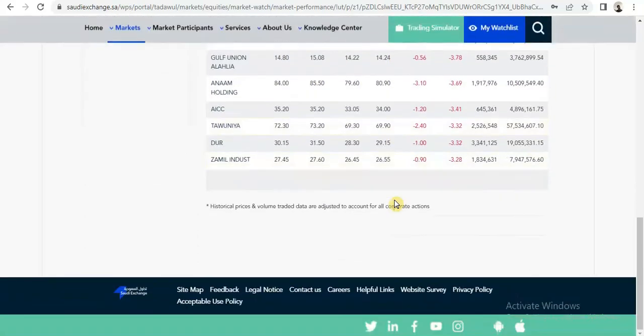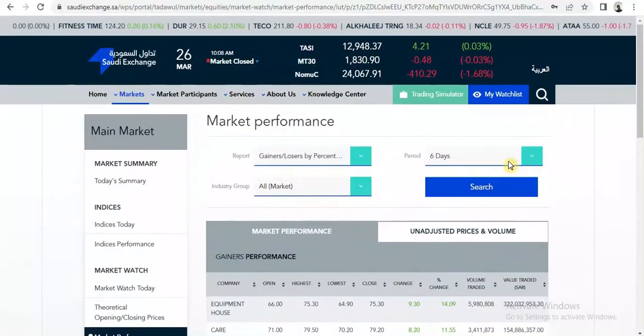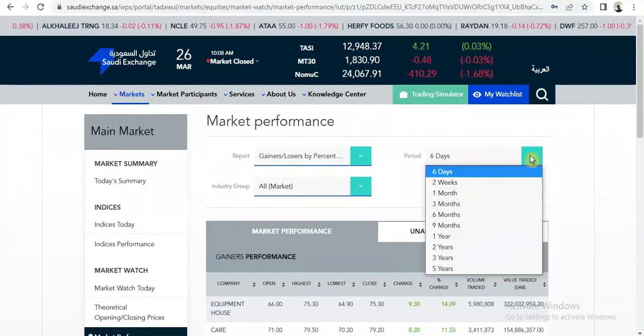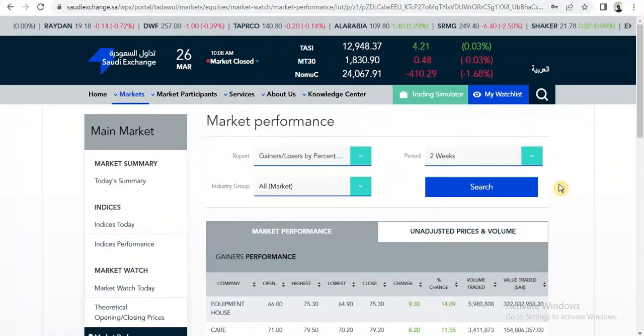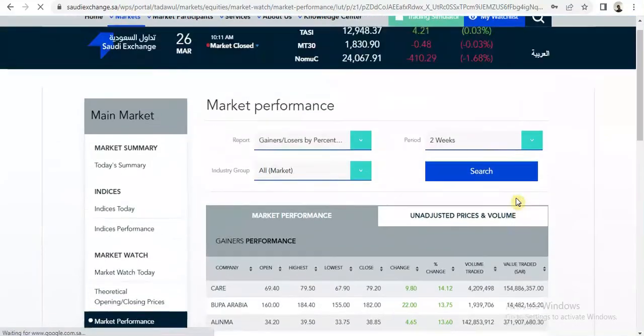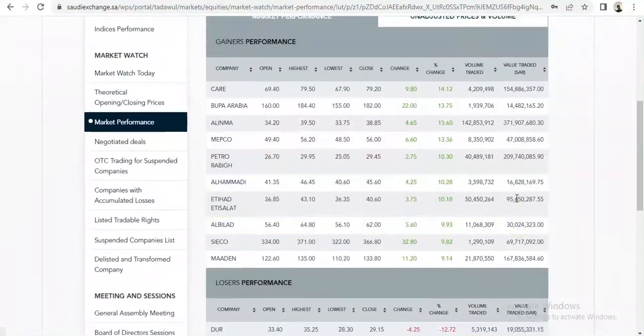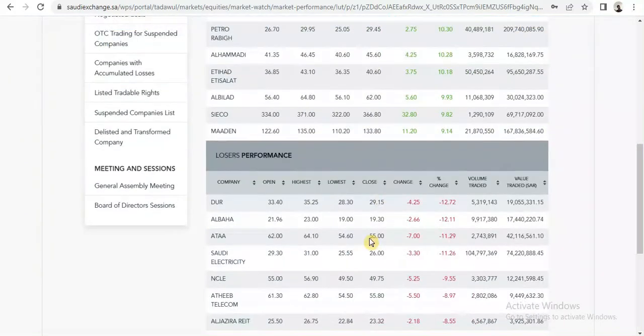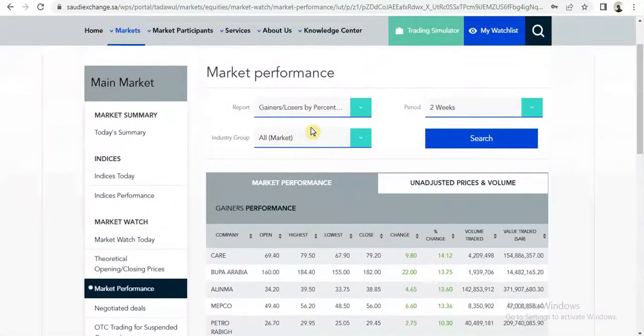So this is the way you can check the historical data. One of the viewers specifically asked to check the data for, for example, 6 months. Okay, let us see step by step. If we select 2 weeks for all markets, these are the top gainers and top losers. All the companies will not come. Again, here you have to select different options: most active by volume, gainers and losers by value, and gainers and losers by percentage.